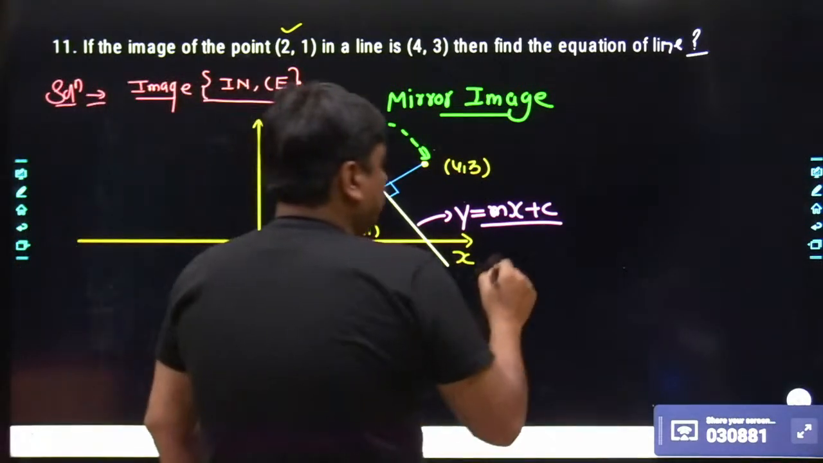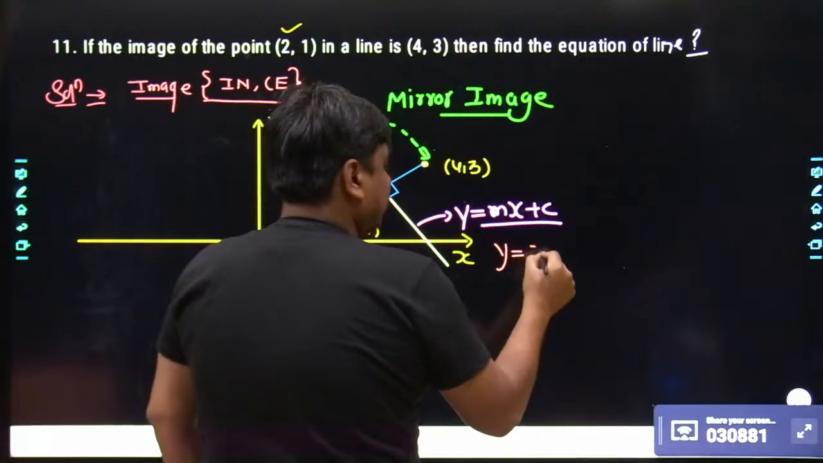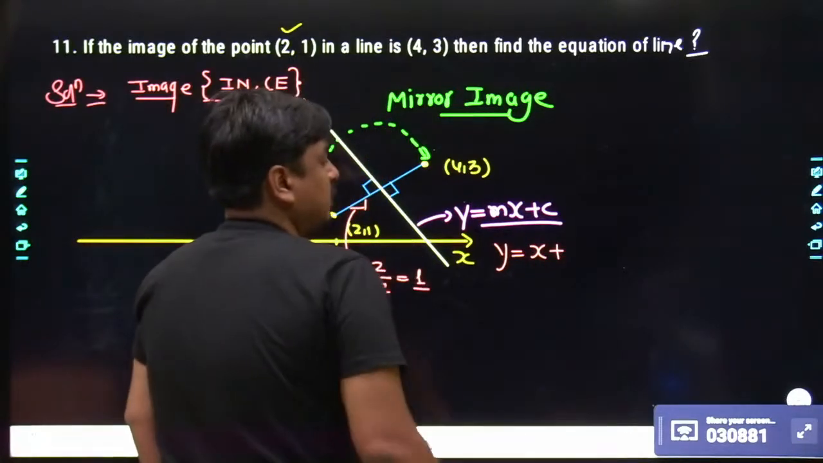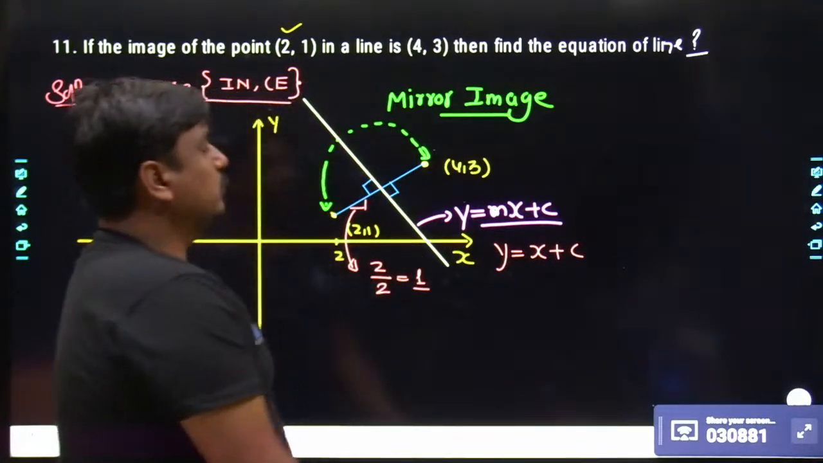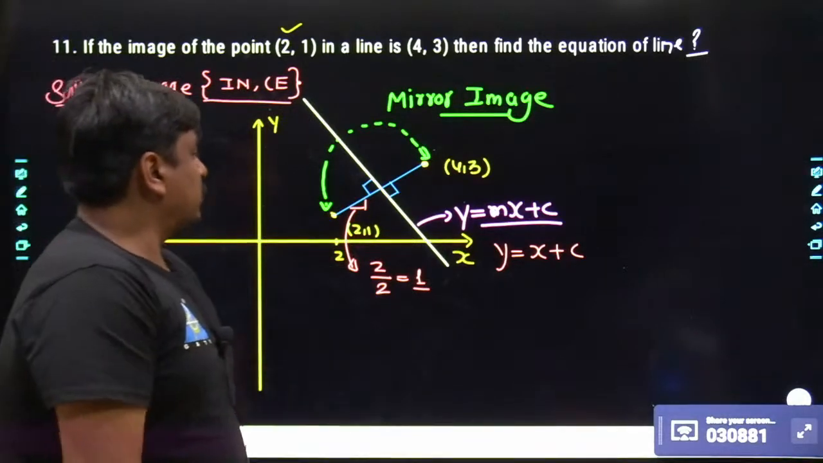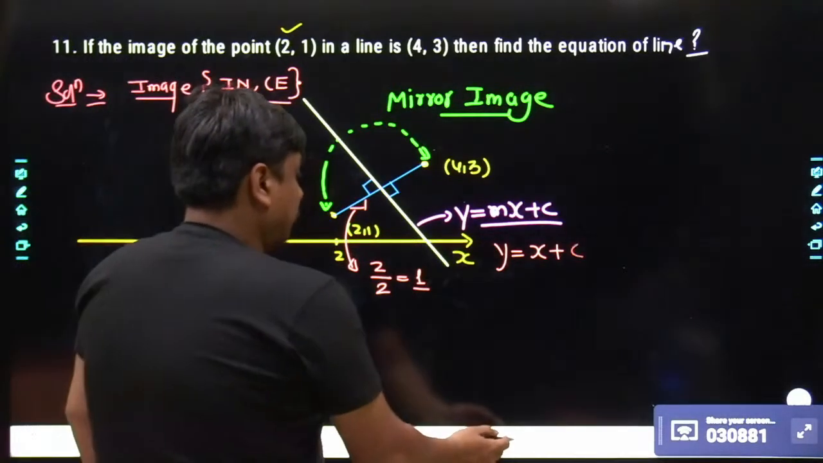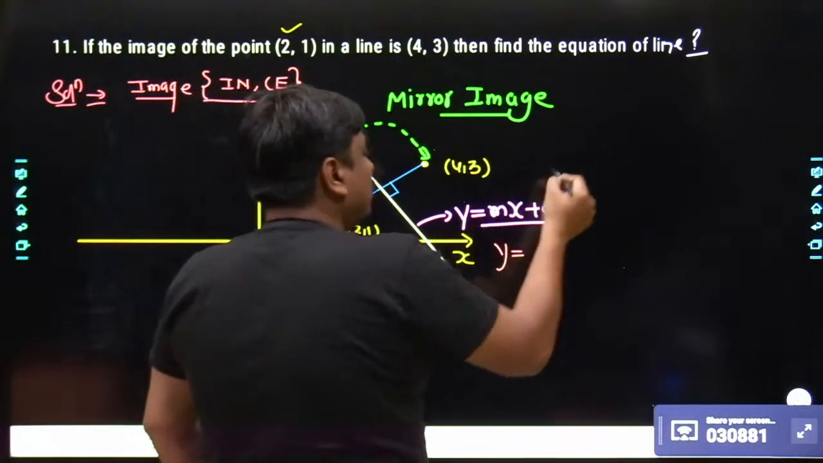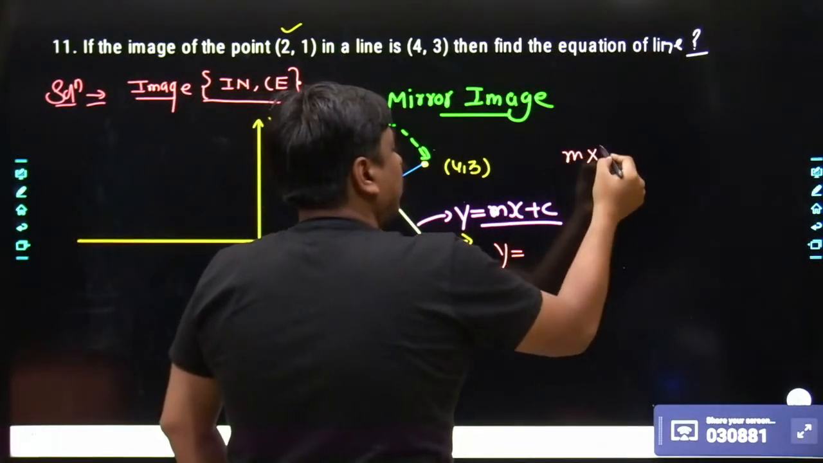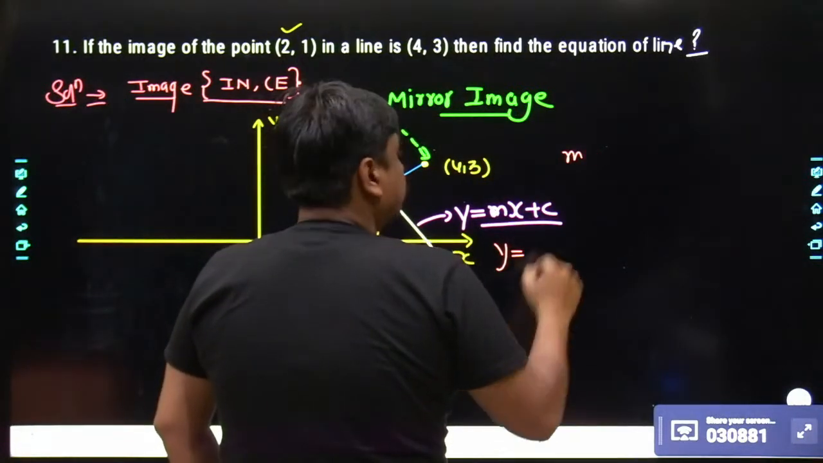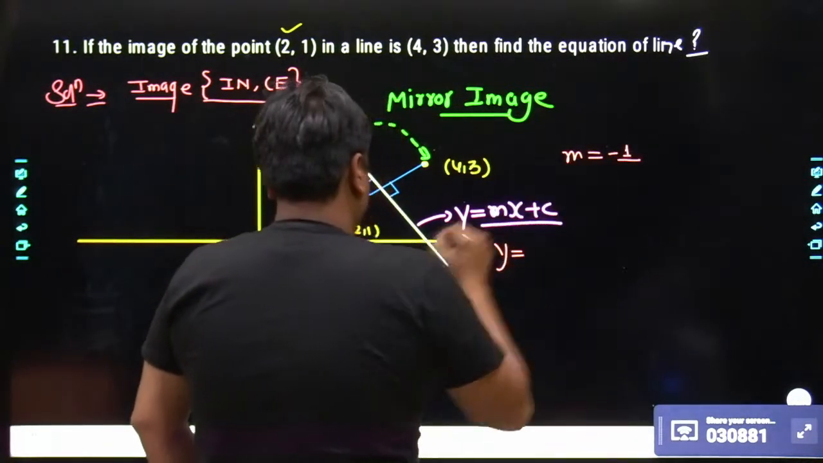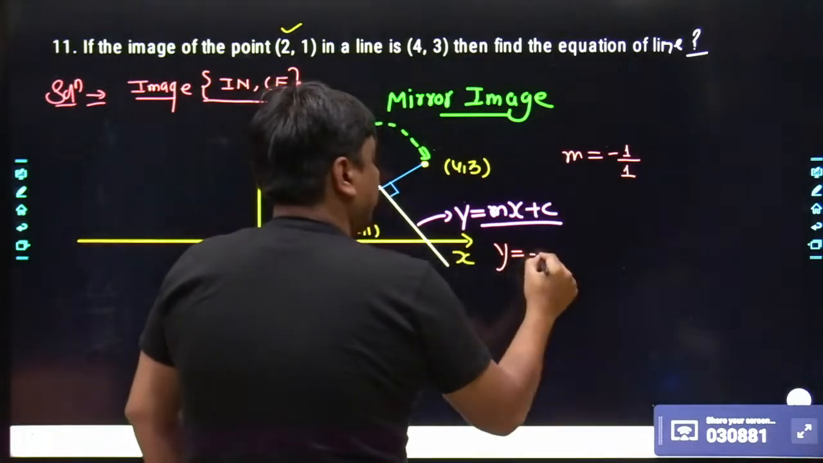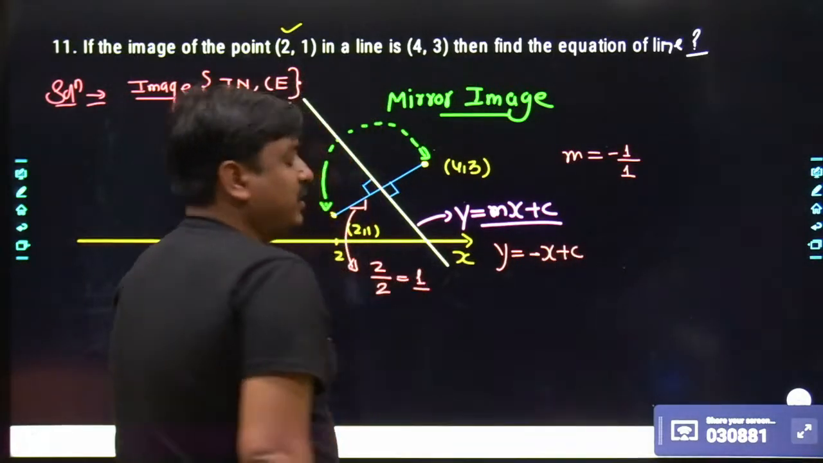Yes, so here it goes, y = mx, that is x itself, plus c. The slope is known to me. Just a minute. No, a mistake has been made. This is the slope of this straight line, and for the slope of the perpendicular line, it has to be m = -1 divided by this one, which would be y = -x + c.